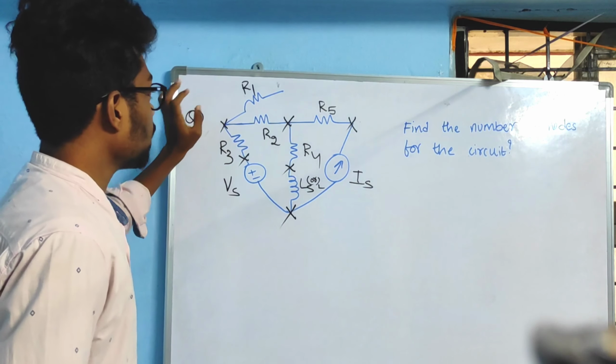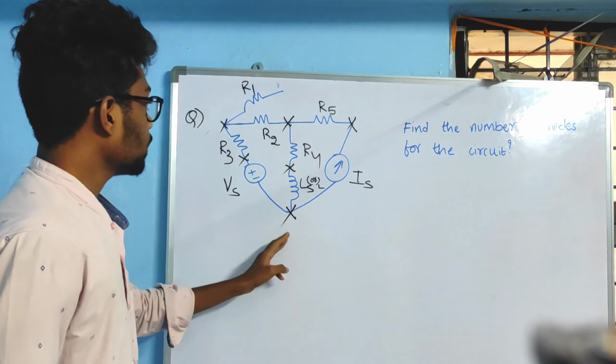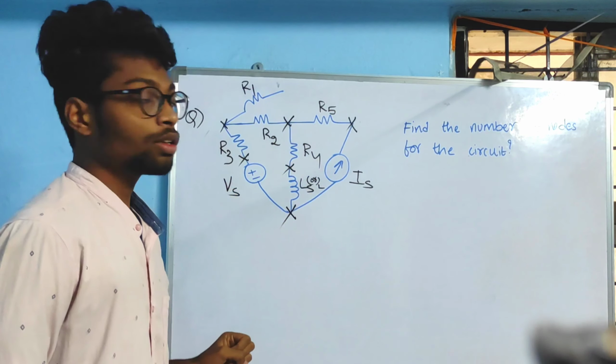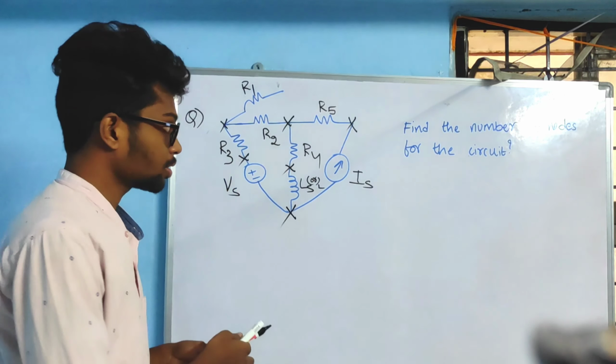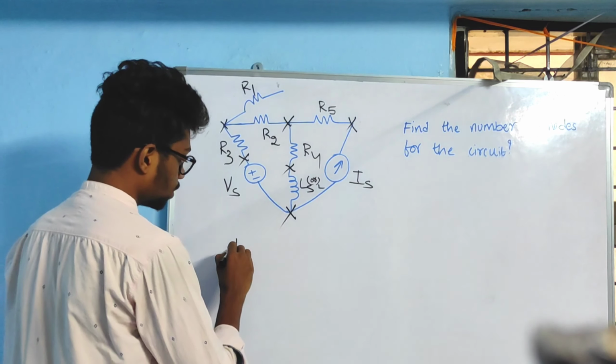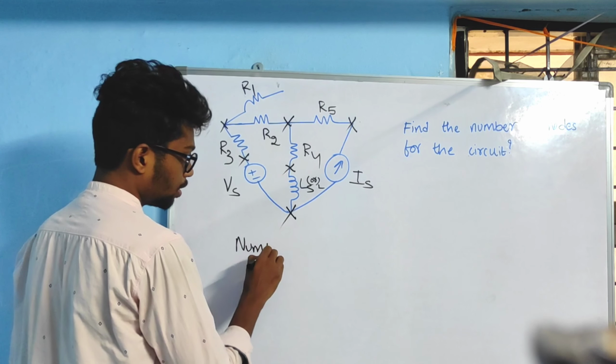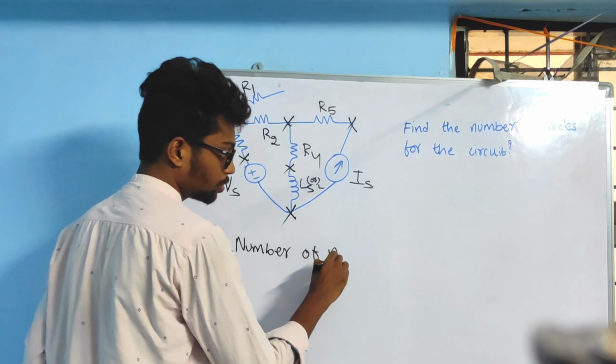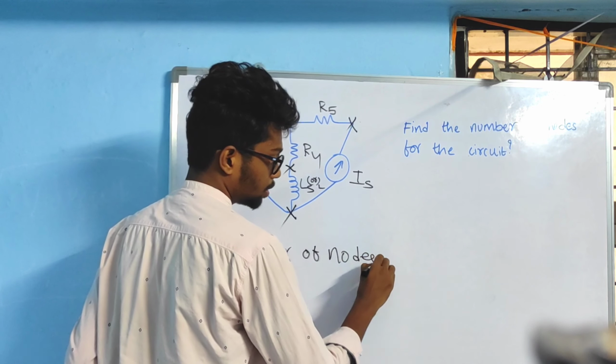Friends, if we count the number of nodes, 1, 2, 3, 4, 5, 6. The total number of nodes is 6. So, number of nodes is equivalent to 6.